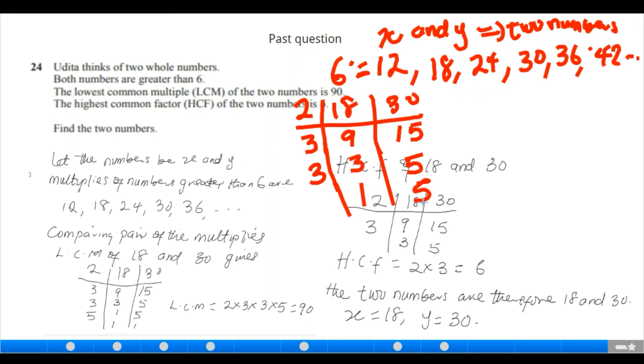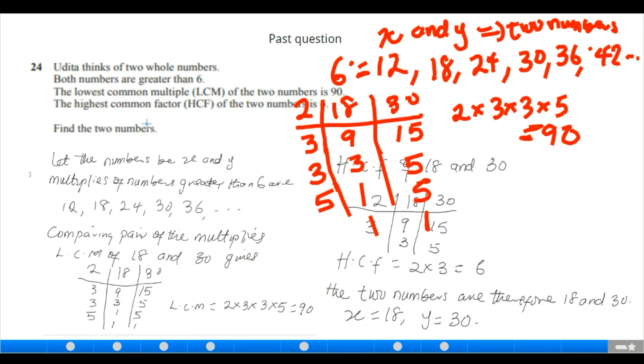Now, 5 can go in what? 5 can go in 5. So we have 5 here left. 5 in 5 will give us 1. So for us to get the LCM, what we need to do is multiply 2 times 3 times 3 times 5. By the time you have that, 2 multiplied by 3, multiplied by 3, multiplied by 5, what is that? That is 90. So you see now that we have the LCM to be 90.